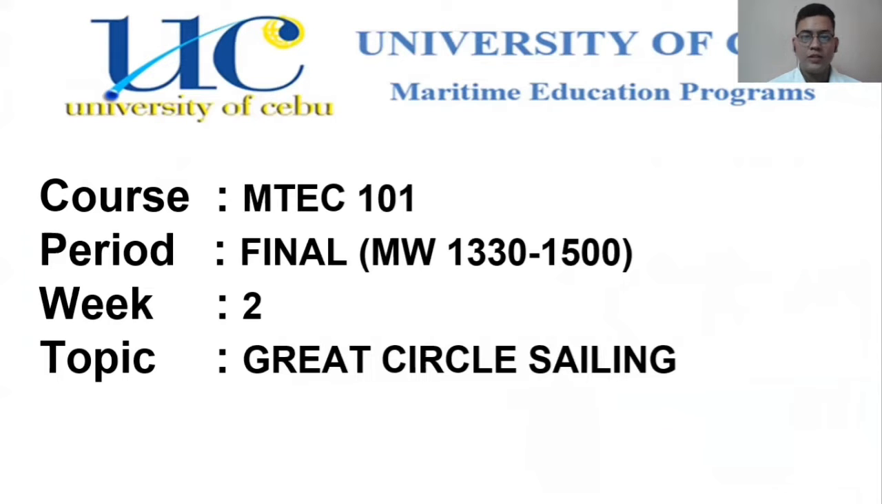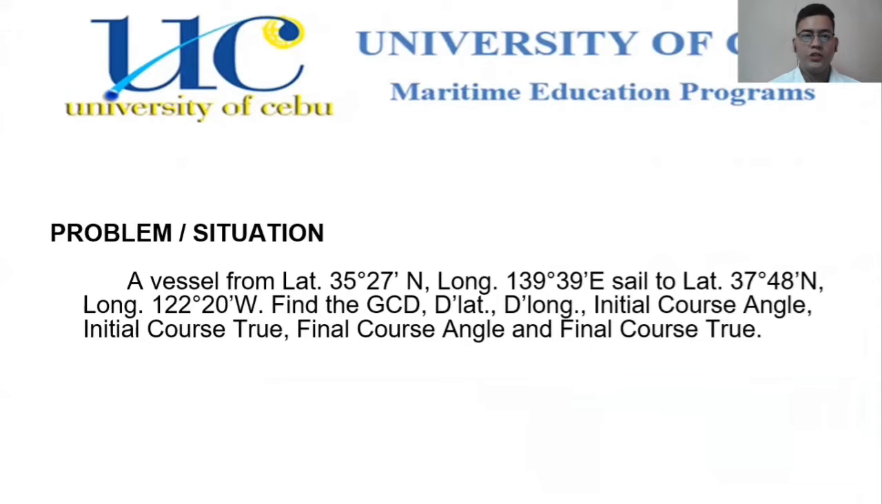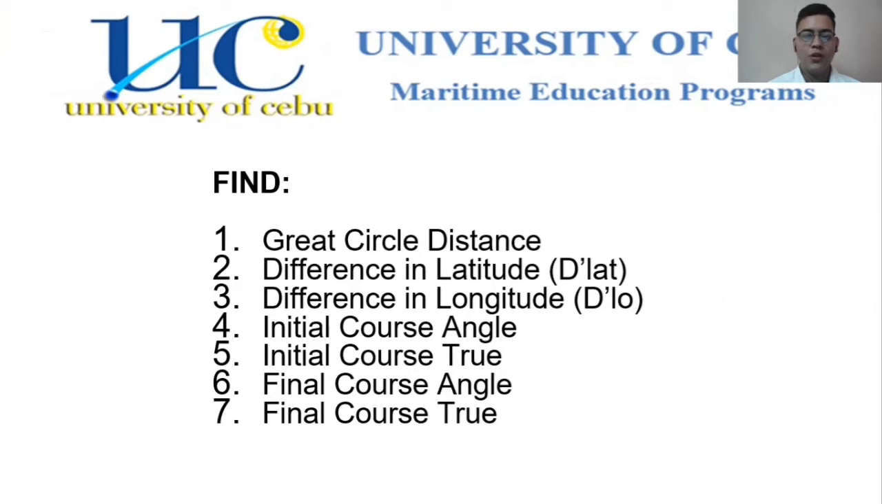So our topic for today is Great Circle Sailing. So here is the given problem or situation. A vessel from latitude 35 degrees 27 minutes north, longitude 139 degrees 39 minutes east, sailed to latitude 37 degrees 48 minutes north, longitude 152 degrees 20 minutes west. So we're going to find the great circle distance, difference of latitude, difference of longitude, initial course angle, initial course true, final course angle, and final course true. So here are the following data or values that we're going to get today.